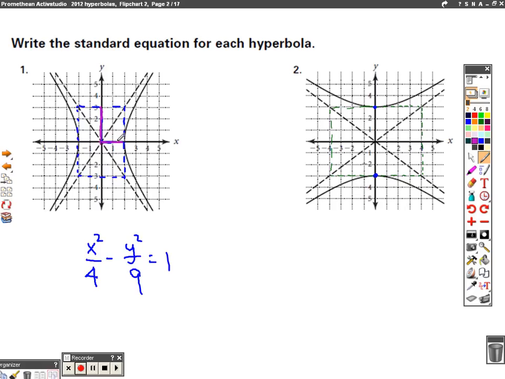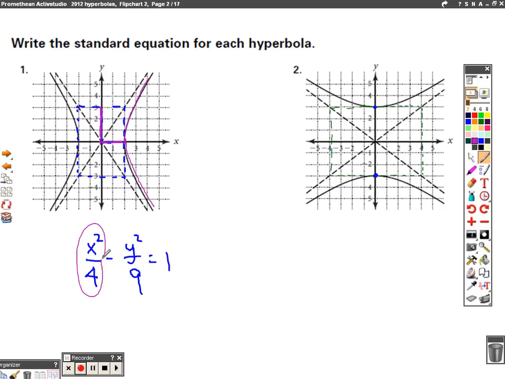But I need to decide which one's going to come first. It's not the bigger one that comes first. Who can tell me which one comes first? How do I decide? Yeah, Anton? It's the one where the hyperbola is opening on that axis. Great. This one we're on the x-axis, it's opening, so the x squared value goes first. Thank you, Anton. Very good.